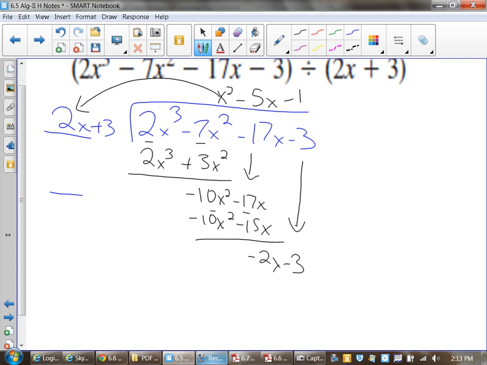Again, now I multiply everything by the negative 1. I have negative 2x minus 3. Subtract it out, and I have no remainder. So that's it.